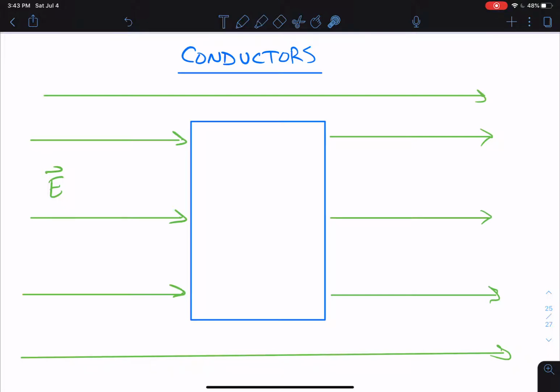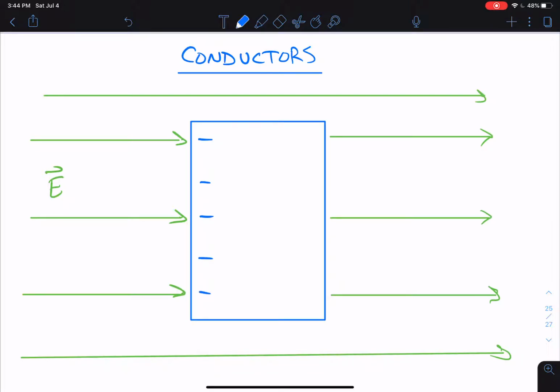Now, even though this conductor is neutral, it is made up of positive charges and negative charges. Specifically, it's going to have protons and electrons in it. And so those charges, and specifically it's going to be the electrons, are going to react to the electric field. And what's going to happen, in fact, is that you're going to get negative charges moving to the left side.